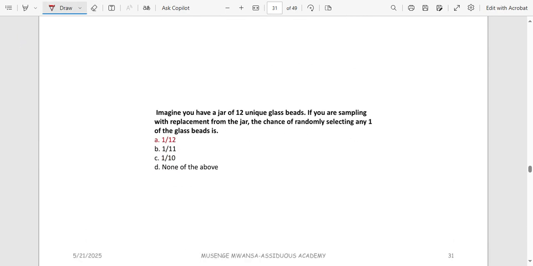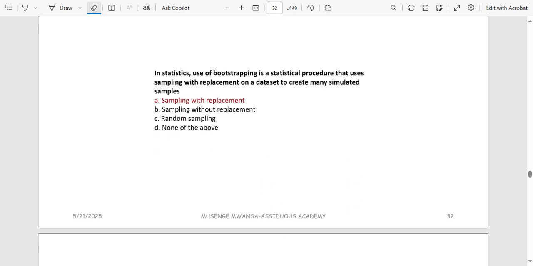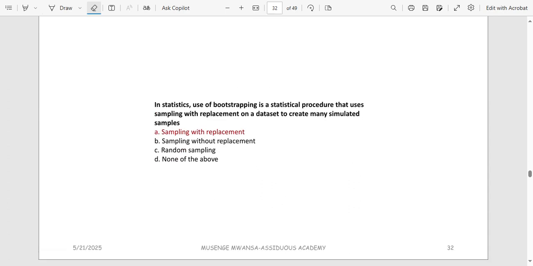Imagine you have a jar of 12 unique glass beads. If you are sampling with replacement from the jar, the chance of randomly selecting any one of the glass beads is... So remember, this one you are sampling with replacement. So you had 12. You sample for the first time, but then you replace it. So if you sample for the second time, it will still be 1 out of 12 because you have replaced the previous one. In statistics, bootstrapping is a statistical procedure that uses sampling with replacement on a dataset to create many simulated samples.